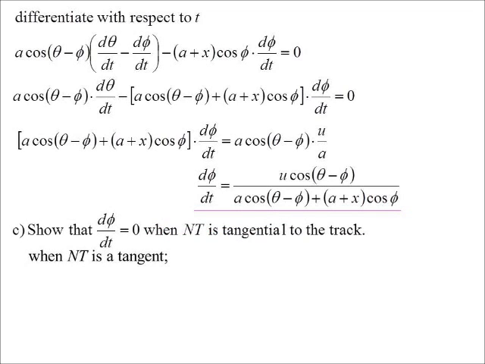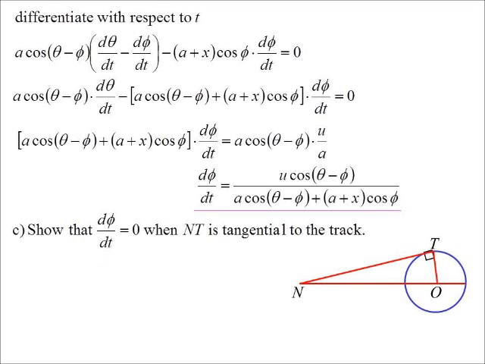Now, show that phi to t is equal to 0 when nt is tangential to the track. So I think a diagram is going to help here. So nt is now tangential to the track. So t's up here means that must be a right angle because radius is perpendicular to the tangent.